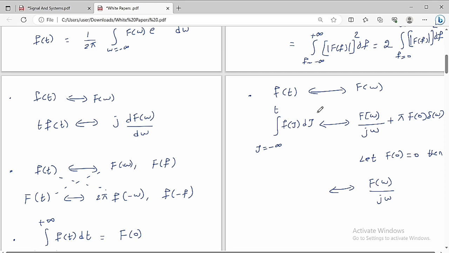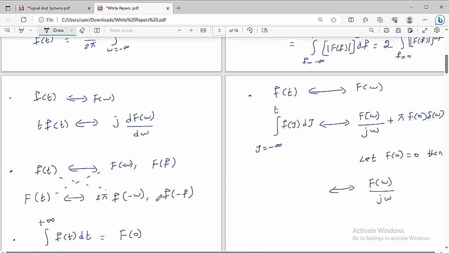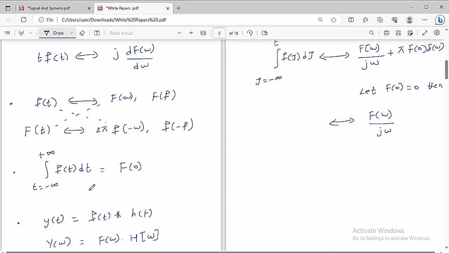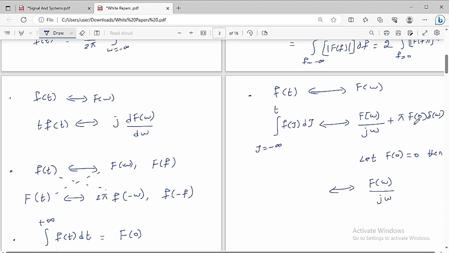Finally, the integration property that we are going to study. Suppose f of t has a Fourier transform F of omega. Then we want the Fourier transform of the integration of the signal, the integral from minus infinity to t of f of tau d tau. The Fourier transform is F of omega by j omega plus pi into F of 0 into delta of omega. This is the expression we get. Suppose I assume capital F of 0 is equal to 0. What is the meaning of this? It indicates that the area under f of t is equal to 0. Then the expression is just F of omega by j omega. So we get this value only when F of 0 is equal to 0. If it is not equal to 0, then the overall expression applies.